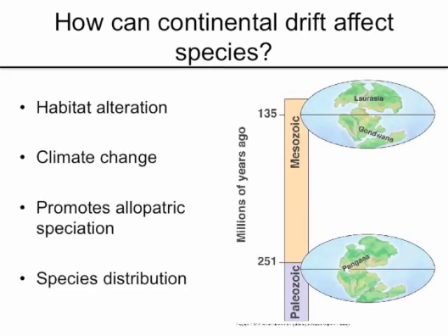So habitat alteration, climate change, due to things like the presence or absence of mountain ranges, due to things being on islands, now being connected to mainlands, you're now changing the habitats, you're changing the climate that they might be living in. You are promoting allopatric speciation, so separation of populations allowing for speciation events, and you're also changing species distributions.